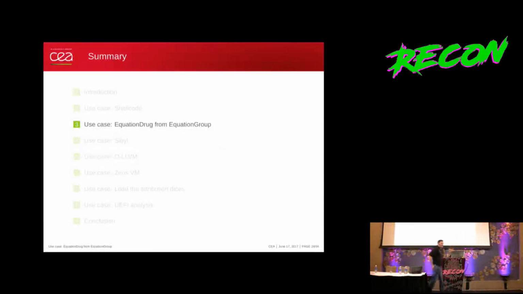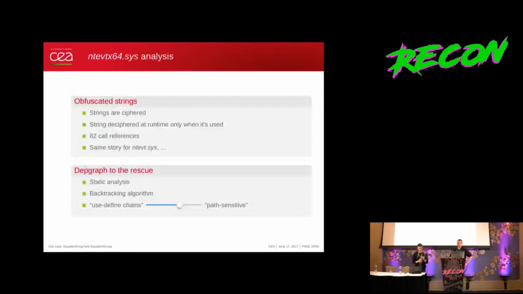So the second demo is about the analysis of a binary of the Equation Group driver, which is called NTEVTX64.sys. This binary is not packed, but it protects its important strings. They are ciphered, in fact. Each time the binary needs one of the strings, it calls a decrypting function with 3 arguments. The first one is a pointer to the encrypted string, the second one is the length of the string, and the third one is the destination buffer.